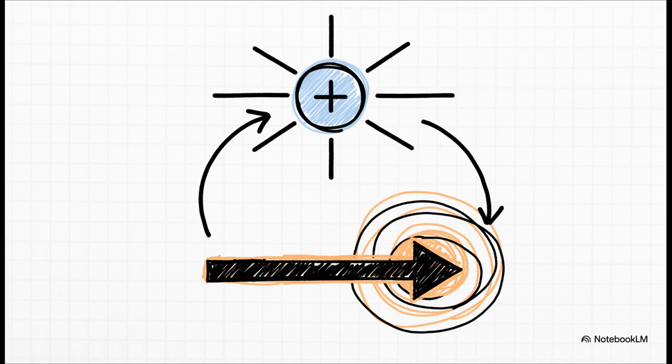And crucially, there's a feedback loop. The fields, once they're created, exert the Lorentz force back on those sources. It's this elegant little dance that governs everything in electromagnetism.